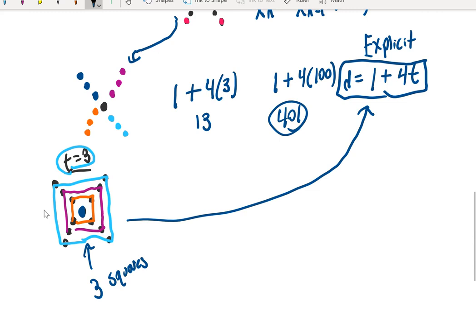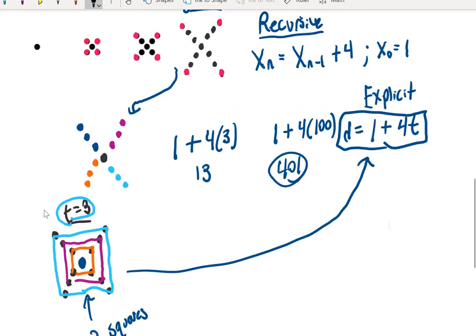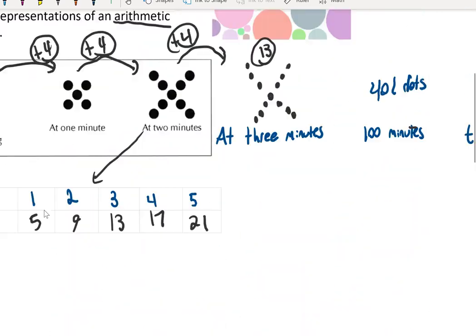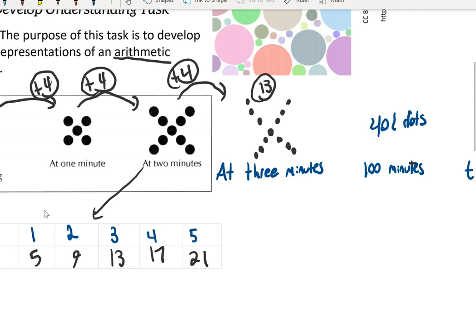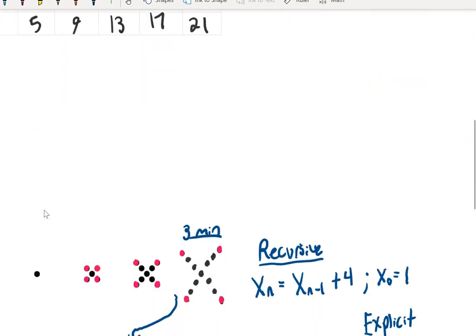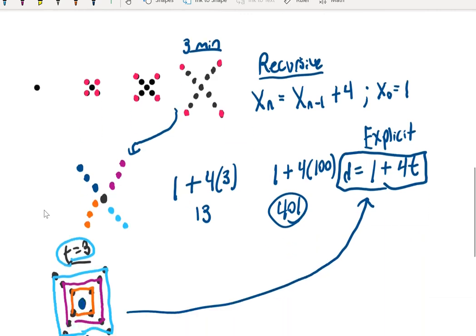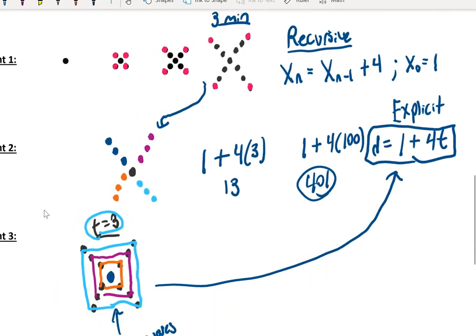So again, just a develop understanding task, just trying to introduce you that you may represent arithmetic sequences, which are sequences that are growing by a constant difference, using recursive formulas or explicit formulas or visually.